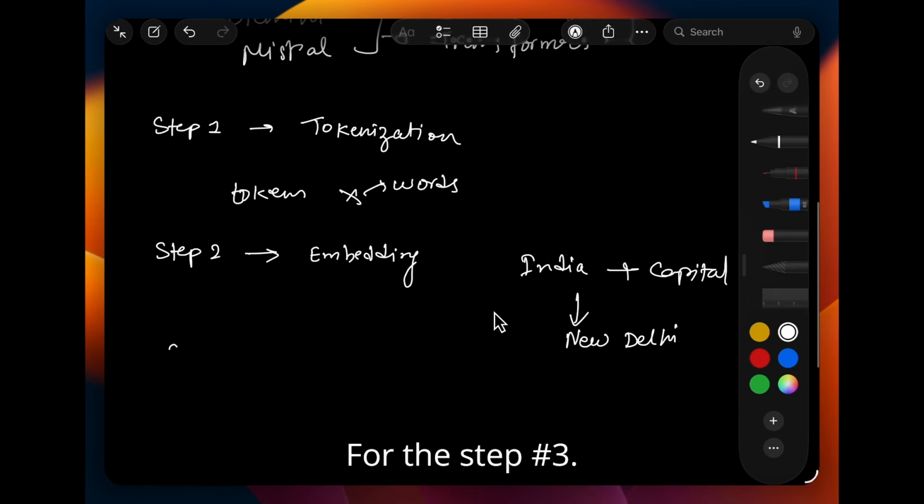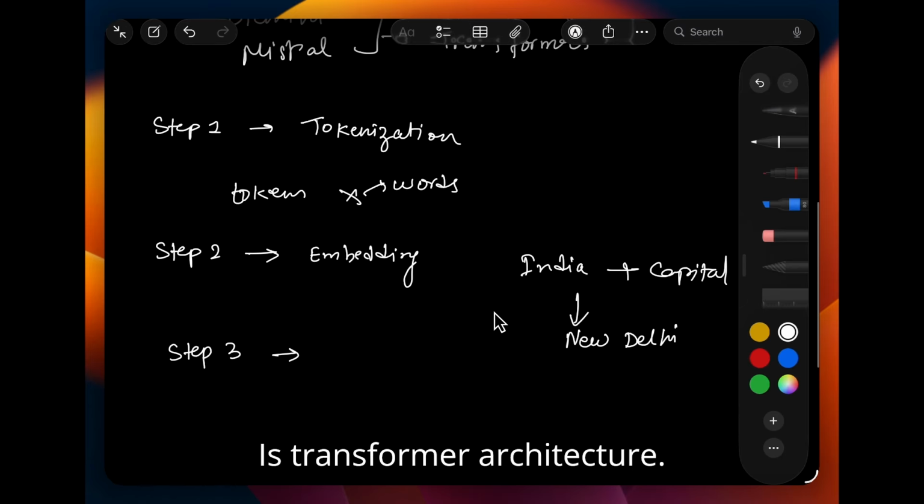So step number 3 is transformer architecture. This is where the neural network magic happens. The model uses something called self-attention to figure out which word in your prompt matters most for predicting the next word. So it skips all the irrelevant content and just focuses on the important word.